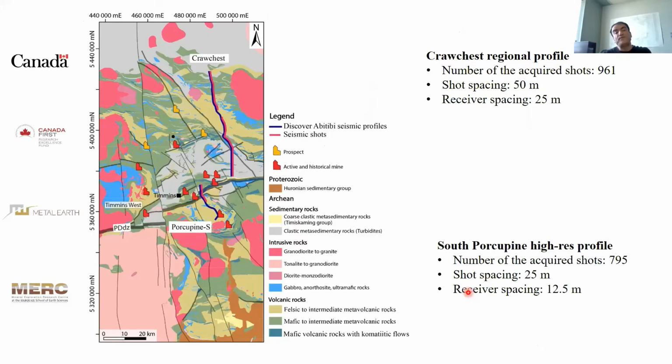The next example will be from the Timmins data. There are 2 lines here, Kidd-Munro Regional and South Porcupine High Resolution. These 2 profiles were acquired for Discover Abitibi, and were previously published by Snyder et al. in Tectonophysics. So recently, Metallers acquired MT data around the Kidd-Munro area, and this motivated me to reprocess seismic sections around this area again.